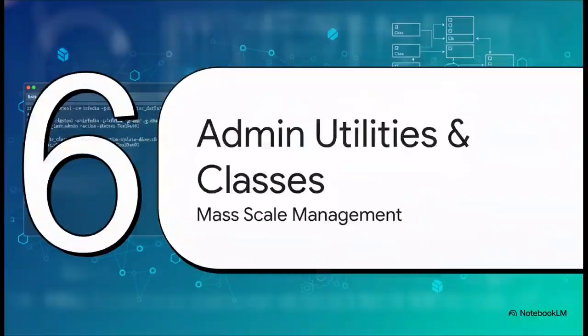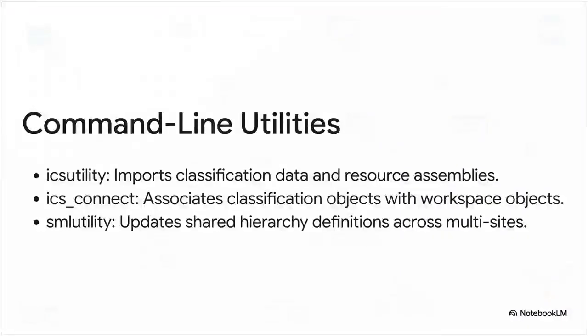And finally, Section 6, Admin Utilities and Classes. Teamcenter gives you some incredibly powerful back-end admin utilities that you run directly from the command line. The i6 utility is basically your workhorse for bulk importing classification data like classes, attributes, and keylobs. Then, when you need to programmatically associate your classification objects, your ICOs, with actual workspace objects based on item IDs, you're going to use i6 Connect. And for those enterprise deployments, SML utility is essential. It makes sure your shared classification hierarchy definitions stay perfectly synchronized across multiple physical sites.